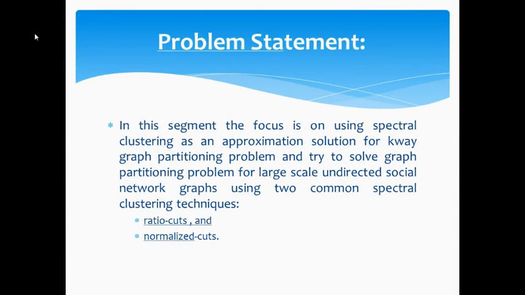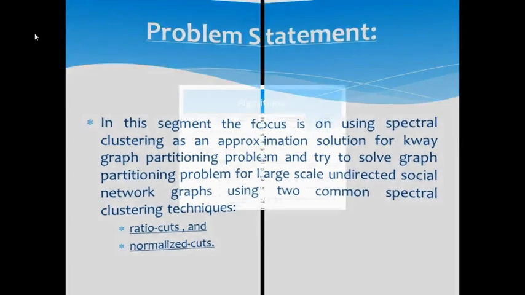After understanding the theoretical concepts behind spectral clustering and graph cut methods like ratio cuts and normalized cuts, let's move to the practical implementation of this problem. As the problem statement states, in this segment the focus is on using spectral clustering as an approximation solution for a K-way graph partitioning problem. And we try to solve this graph partitioning problem for large-scale undirected social network graphs using two common spectral clustering techniques, ratio cuts and normalized cuts.